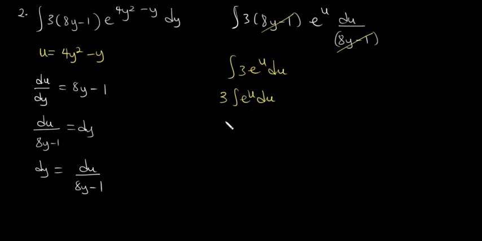If we integrate this, we are going to have 3 multiplying e to the power u, plus c. But the final answer must be in terms of y, same as the question, so we have to bring our substitute back. If you do this, you're going to have 3 multiplying e to the power 4y squared minus y, plus c, which is the constant of integration. That's how to go about this example also. Let's take the next example.